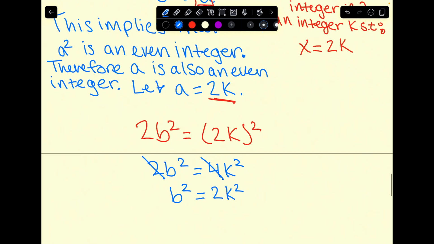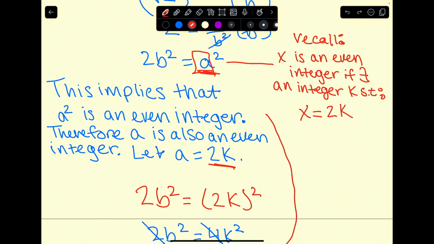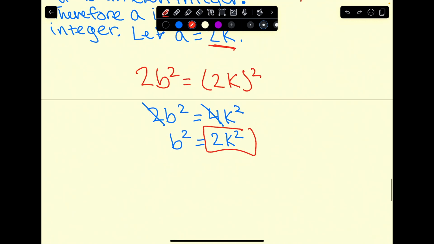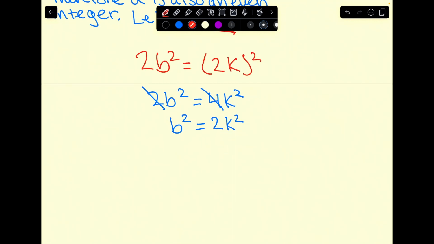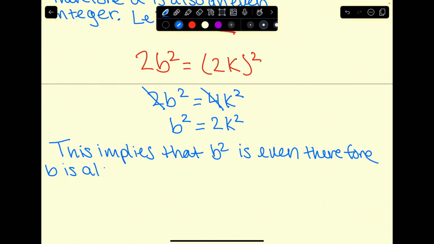Now, what does this look like? It looks exactly like what we have for a squared. And what did we conclude? We concluded that a squared is an even integer. So we can conclude that b is also even. This implies that b squared is even. Therefore, b is also even.